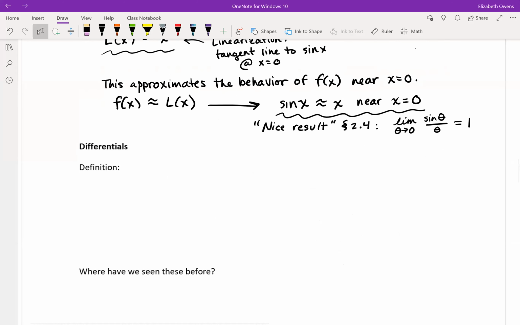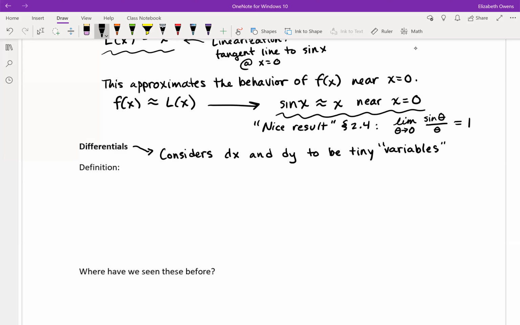The next thing we're going to look at here are differentials. The overall basic idea here is that differentials consider dx and dy to be tiny variables of their own. Okay, little variables called differentials.